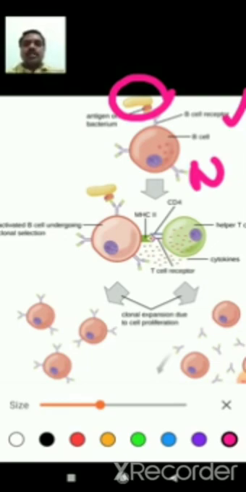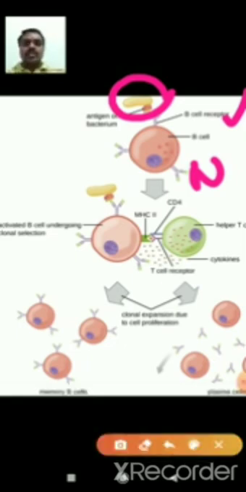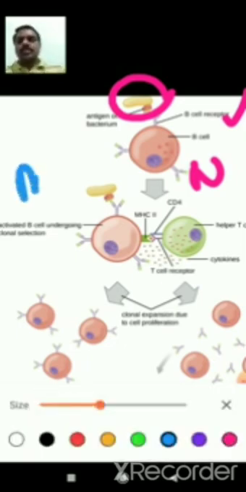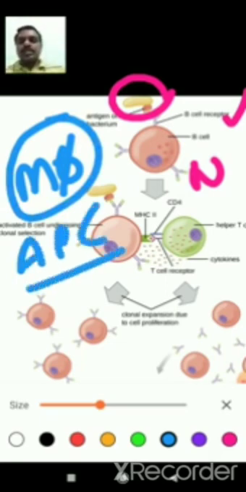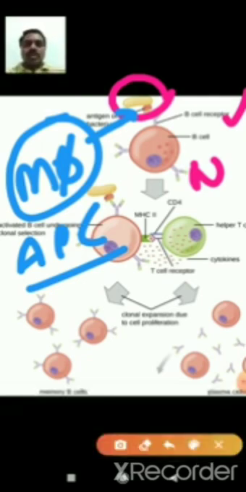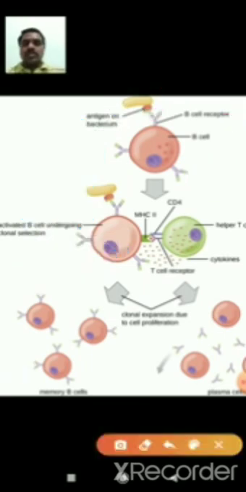But sometimes the antigens are presented by other cells called macrophages, or phagocytic cells, or antigen presenting cells. These macrophages or antigen presenting cells are very important for presenting the antigens to B cells. It is a step by step method of presenting the antigens by the macrophages.